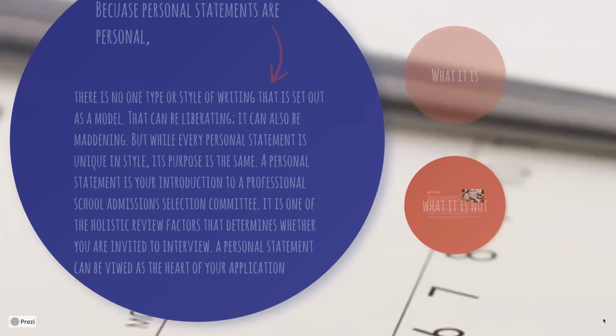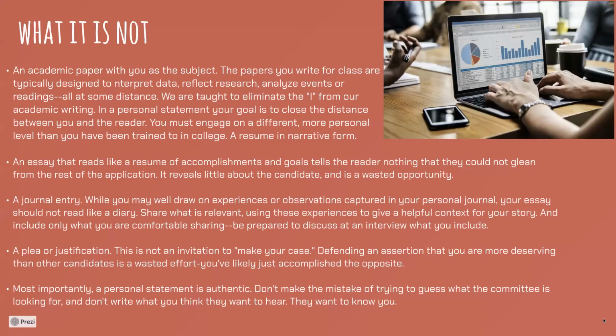What it is not. It is not an academic paper with you as the subject. The papers you write for class are typically designed to interpret data, reflect research, analyze events, or readings, all at some distance. We are taught to eliminate the I from our academic writing. In a personal statement, your goal is to close the distance between you and the reader. You must engage on a different, more personal level than you have been trained to in college.